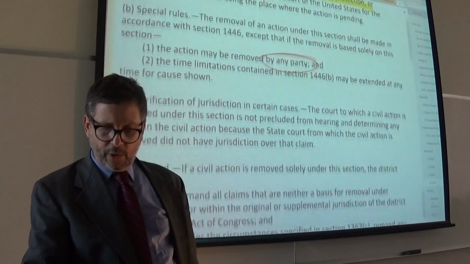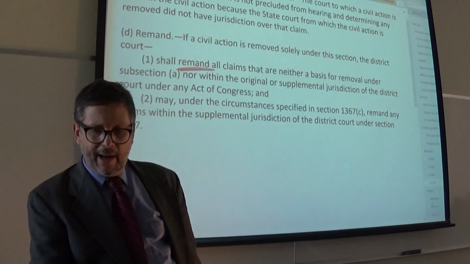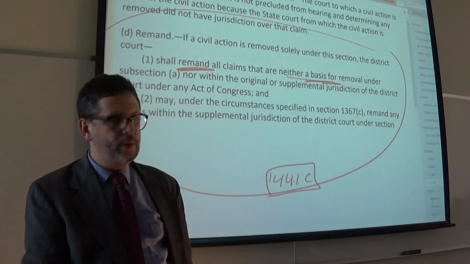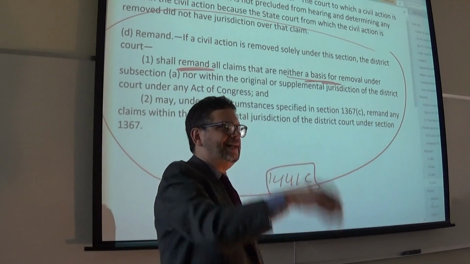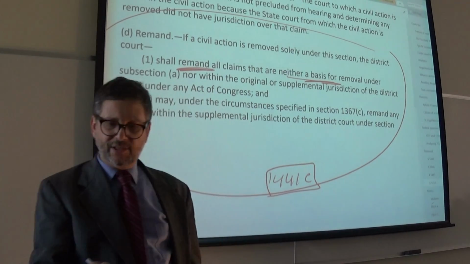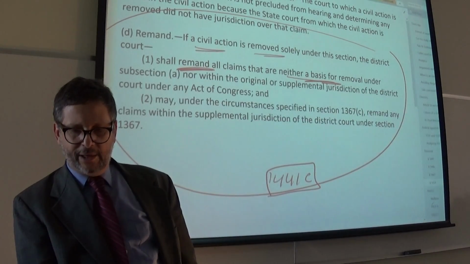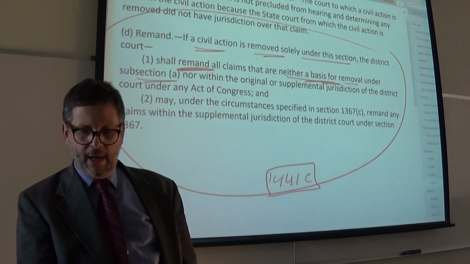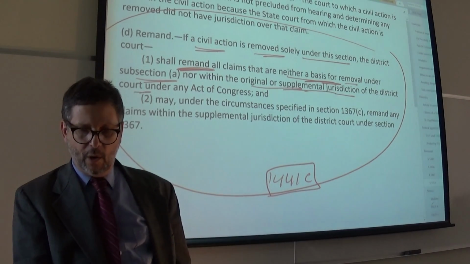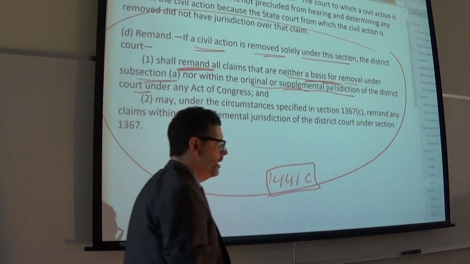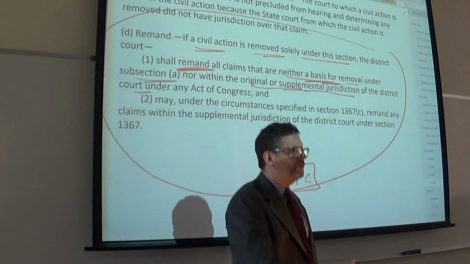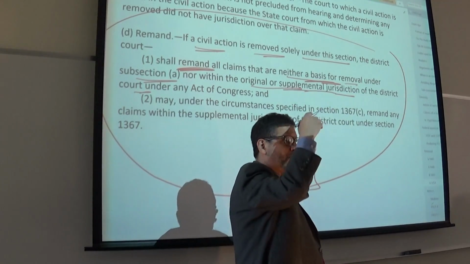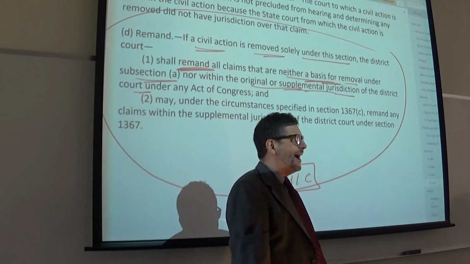Now, what you do is, this part here under (d) is very similar to 1441(c). Remember I said under 1441(c), you remove the entire case and you send back down the claims that shouldn't be in federal court? Well, that's the same thing here. A civil action is removed solely under this section. The district court shall remand all claims that are neither a basis for removal under subsection (a), nor within original or supplemental jurisdiction of the district courts. Okay, and so on and so forth. So, you remove the whole case, you keep the patent or the copyright or plant variety protection, and if there are additional claims that are lacking original or supplemental jurisdiction, you send them back down.